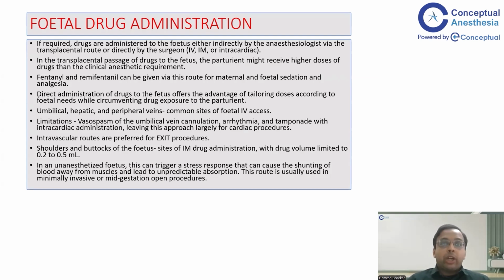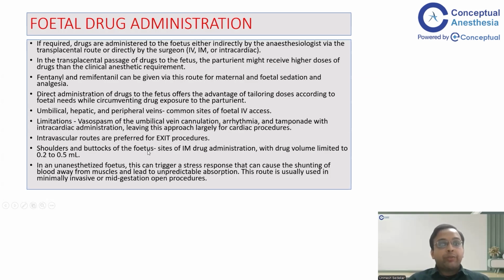Direct administration of drugs to the fetus, why is it important? Because of the advantage of tailoring doses according to the fetal needs while circumventing drug exposure to the parturient itself. Again, what are the most common sites of fetal IV access? They include umbilical, hepatic, and peripheral veins. What are the limitations? Vasospasm of the umbilical vein cannulation, arrhythmias, and tamponade with intracardiac administration, leaving this approach largely for cardiac procedures. So intravascular routes are preferred for EXIT procedures.